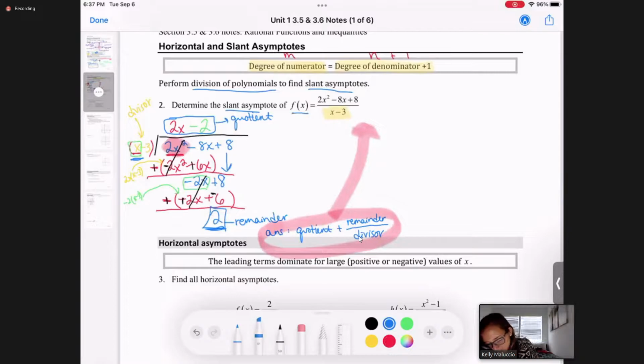Okay, so let's give that a try. This is now going to be my quotient, so 2x minus 2, plus my remainder, which is 2, divided by the divisor, which is x minus 3.